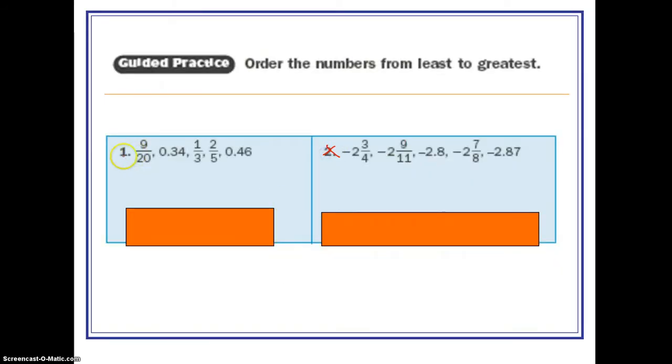I just want you to do number 1, order from least to greatest. I would first turn them all into decimals. Nine twentieths is 0.45. 1/3 is 0.3 repeating. And 0.4. So I'm going to line them up. Line up the decimal points. I'm just going to put a couple of 3s here. Again, dot, dot, dot.